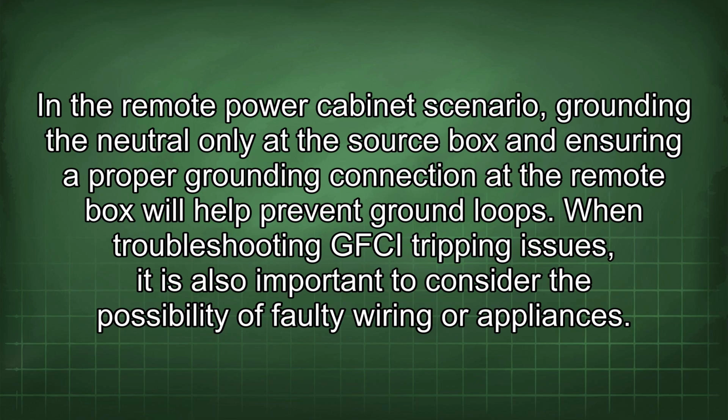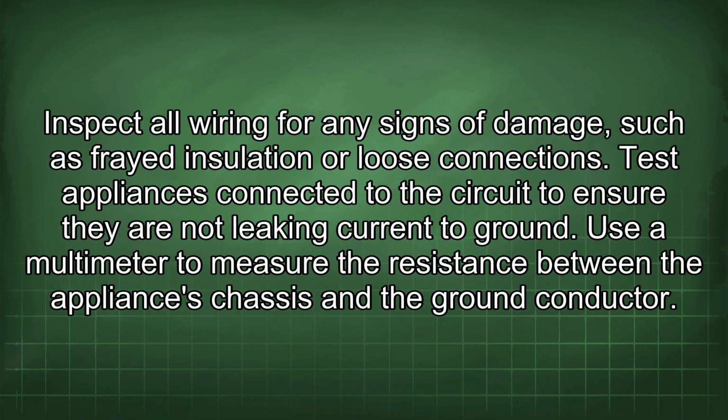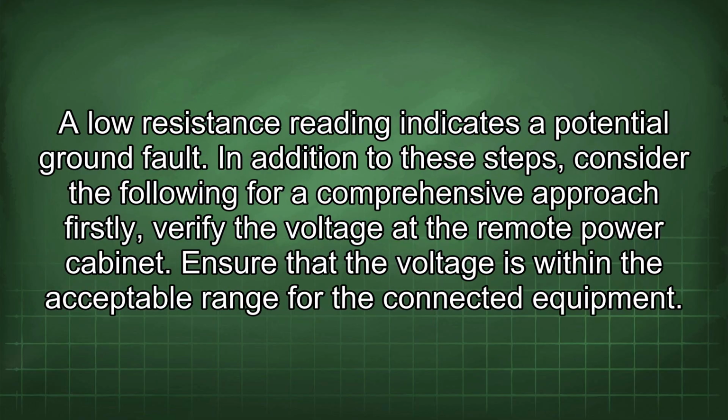When troubleshooting GFCI tripping issues, it is also important to consider the possibility of faulty wiring or appliances. Inspect all wiring for any signs of damage, such as frayed insulation or loose connections. Test appliances connected to the circuit to ensure they are not leaking current to ground. Use a multimeter to measure the resistance between the appliance's chassis and the ground conductor. A low resistance reading indicates a potential ground fault.